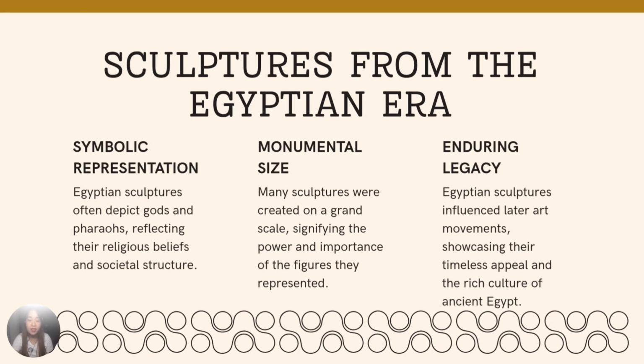Okay, monumental size. Many sculptures were created on a grand scale, like life-size sculptures, signifying the power and importance of the figures they represented. However, not all are in grand scale or monumental size. As I mentioned before, in ancient Egyptian paintings, when the sculpture or painting is representing God, then that's the largest. That is followed by a king or a pharaoh, smaller but still large, smaller than God, and then the followers or the servants of the kings are the smallest figures. So it's the god, then the king, and the followers. It signifies the power and importance of the figures they represented.